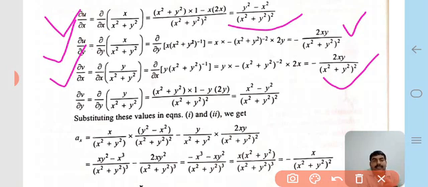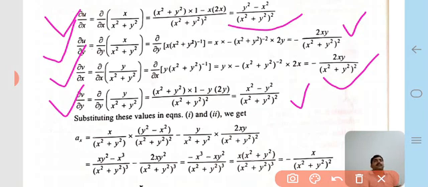Next and last, taking the partial derivative del v upon del y of the velocity component along the y-axis with respect to y, we get x square minus y square upon x square plus y square whole square.